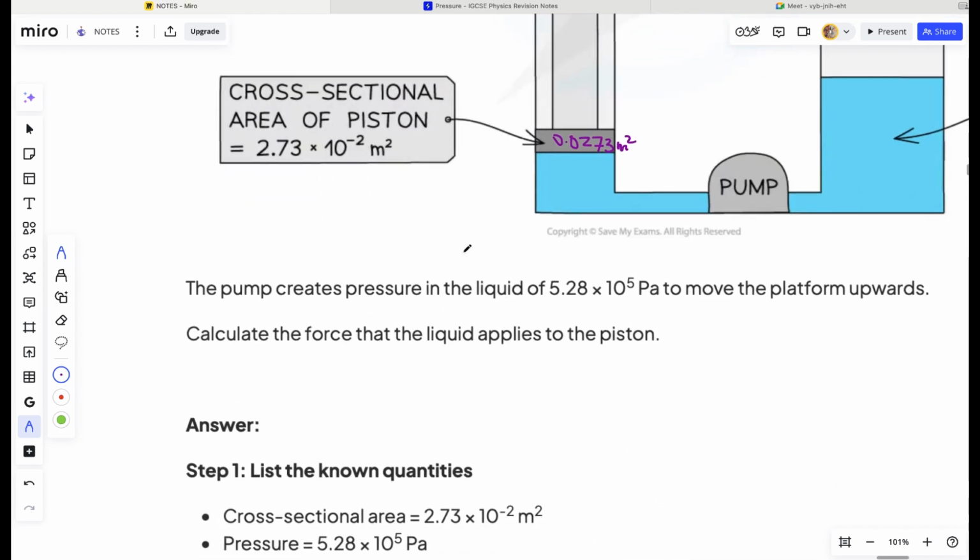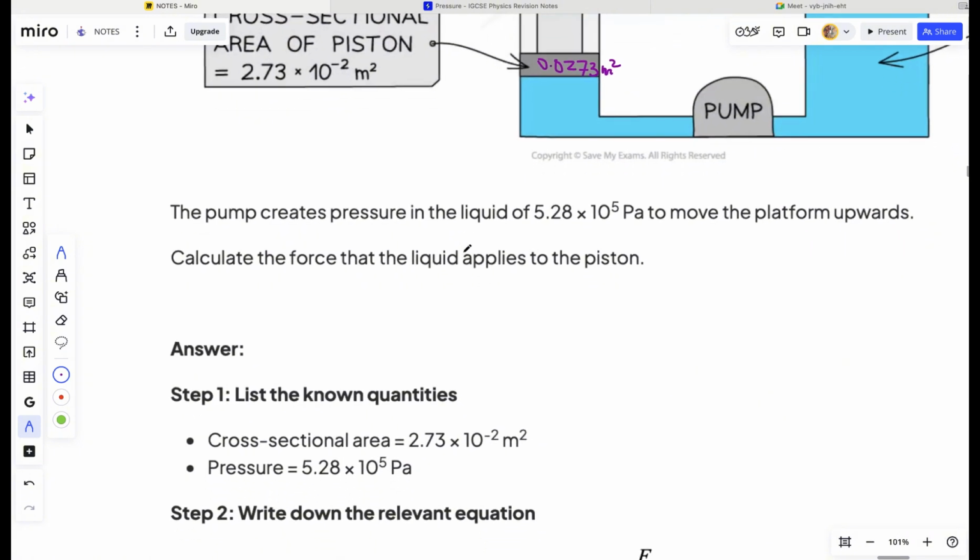Now let's take a look at this question. Here is a question for calculation. The pump creates a pressure in the liquid of 528,000 Pascal to move the platform upward. Calculate the force that the liquid applies in the piston. You know the area has been given to us, right? Now we need to calculate the force. We know the area, we know the pressure.